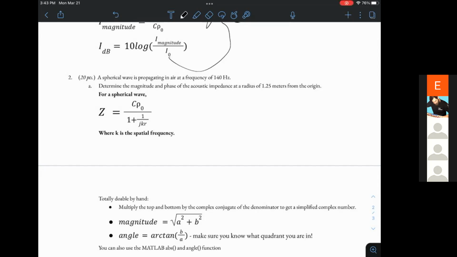Okay, so what do we need to know? So we don't have to do any work. We know all those values, right?